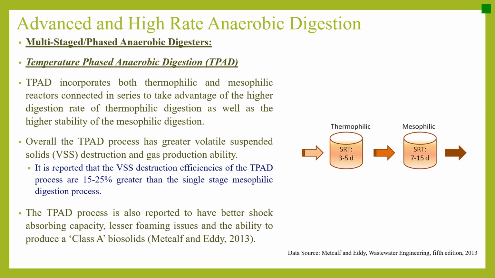Then we have temperature-phased anaerobic digestion, or TPAD. TPAD incorporates both thermophilic and mesophilic reactors, as you can see in the image, and they are connected in series to take advantage of the higher digestion rate of thermophilic digestion as well as the higher stability of the mesophilic digestion. Overall, the TPAD process has greater volatile suspended solid destruction and gas production ability.